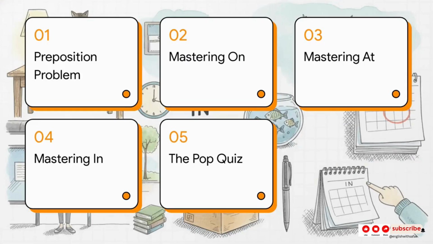Here's our agenda for today. First, the preposition problem. Then, we'll build out our categorical decoder ring by mastering on, at, and in. And finally, a rapid-fire pop quiz. Let's conquer these one step at a time.